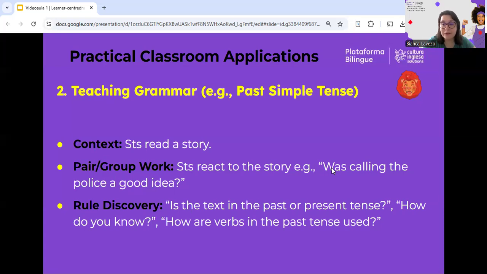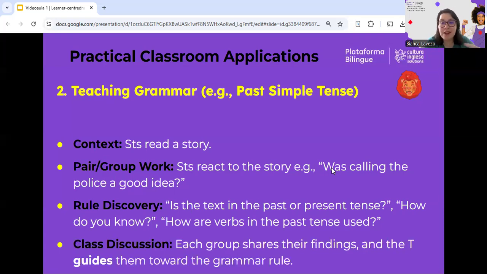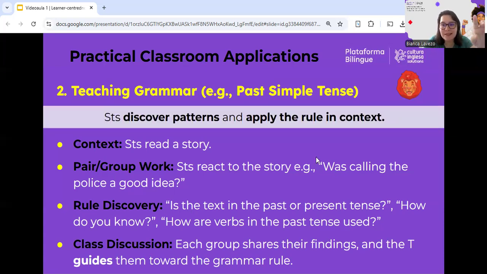After the rule discovery, they can actually share what they discovered with other groups, to the classroom. And then, of course, there's practice. They can do something in the book, something more controlled, and then later on, a dialogue, a conversation using the rules that they discovered. Yeah? It's more student-centered because they are the ones discovering and applying the rules that they saw.